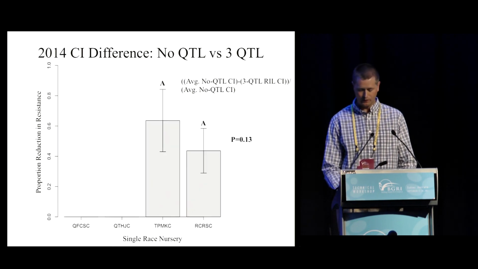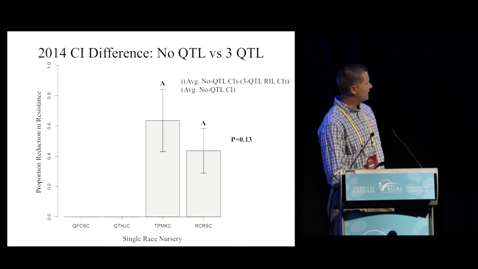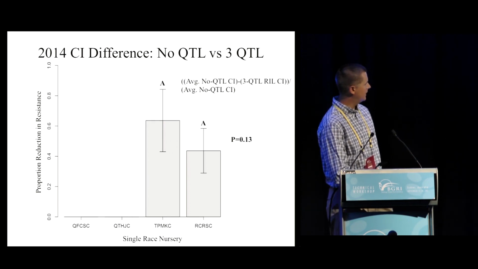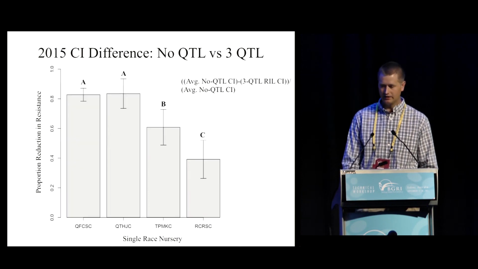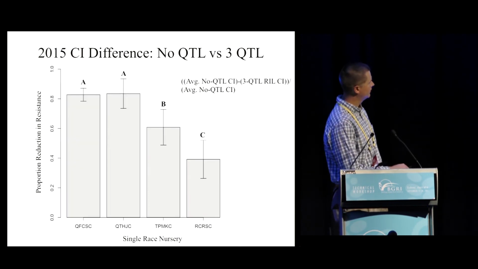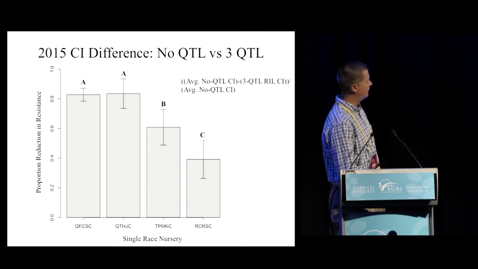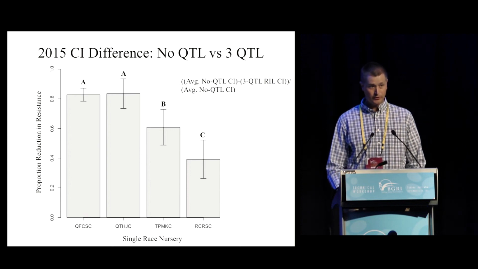And so for 2014, we only have these two races. We don't have a significant difference, but we do have a large difference between the two means. And then again, in 2015, we do see a significant difference among these three virulent races. And so those are the results that we found.